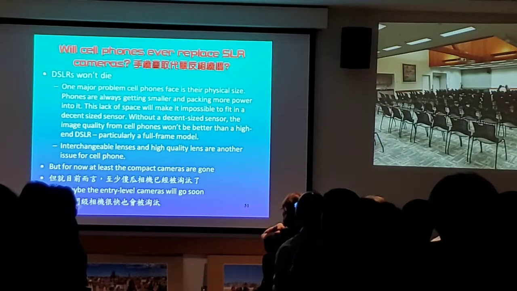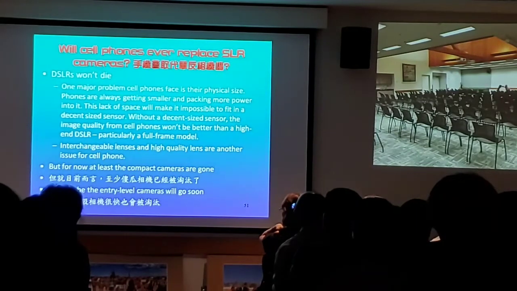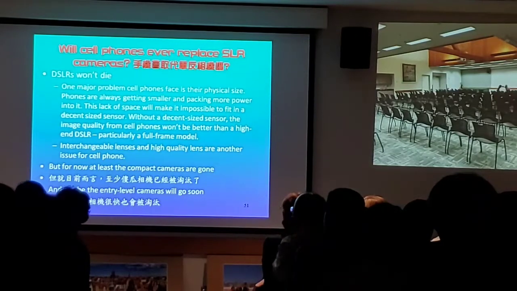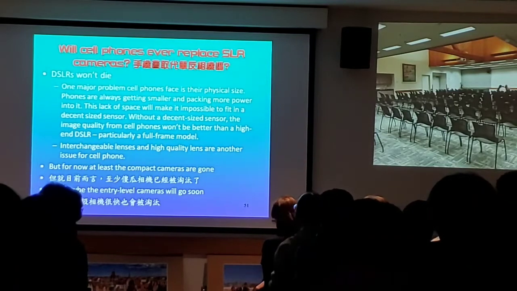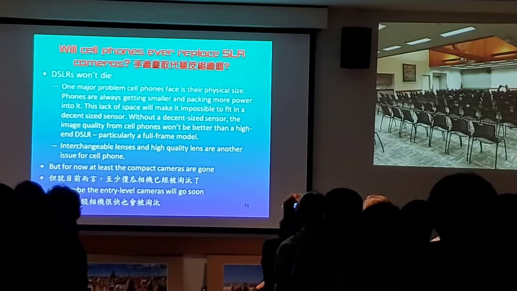And also with the SLR, you can change lenses, and you get all these different kinds of lenses, super wide angle, and zoom lenses. And on the cell phone, as I can see now, they don't have those, so you cannot replace them. But at least I will see the compact camera, I can replace them. They're all gone. And maybe the entry-level cameras will go away soon.